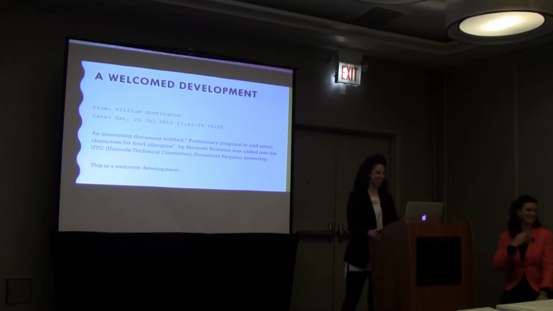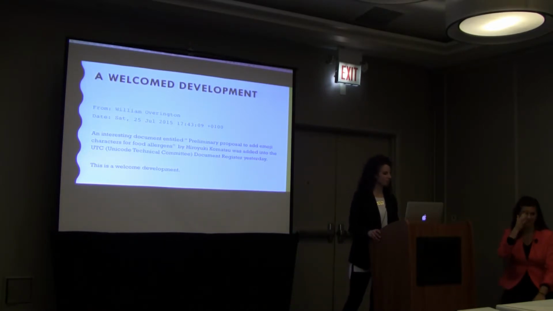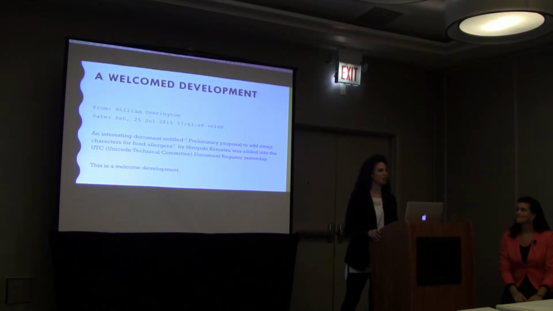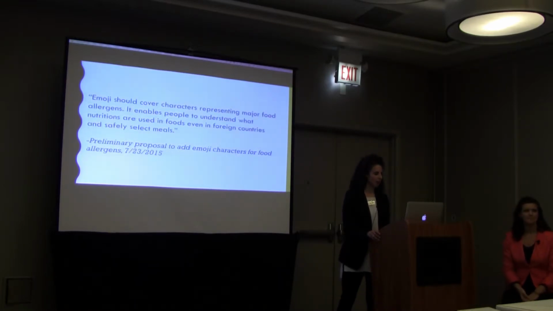Okay, so on Saturday, July 25th, William Overington began a discussion about this proposal on the Unicode consortium. He said an interesting document entitled Preliminary Proposal to Add Emoji Characters for Food Allergens by Hero was added to the UTC document register yesterday. This is a welcome development. Right? And I'm sure many of you have seen this proposal. And it said that emoji should cover characters representing major food allergens. It would enable people to understand what nutritions are used in food in foreign countries and safely select meals.